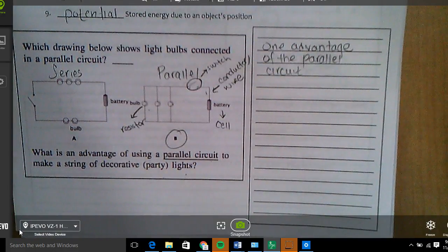Thank you for your fist, Dustin. It lets me know you're with me. You may just be a little confused. What is the advantage of the parallel circuit? Tracking Jose. Yes, that's what I'm looking for.